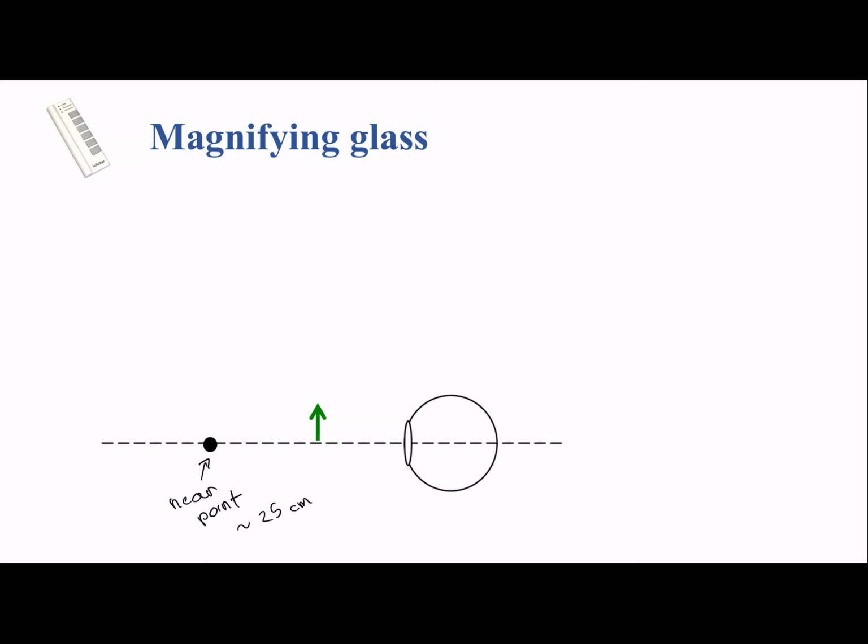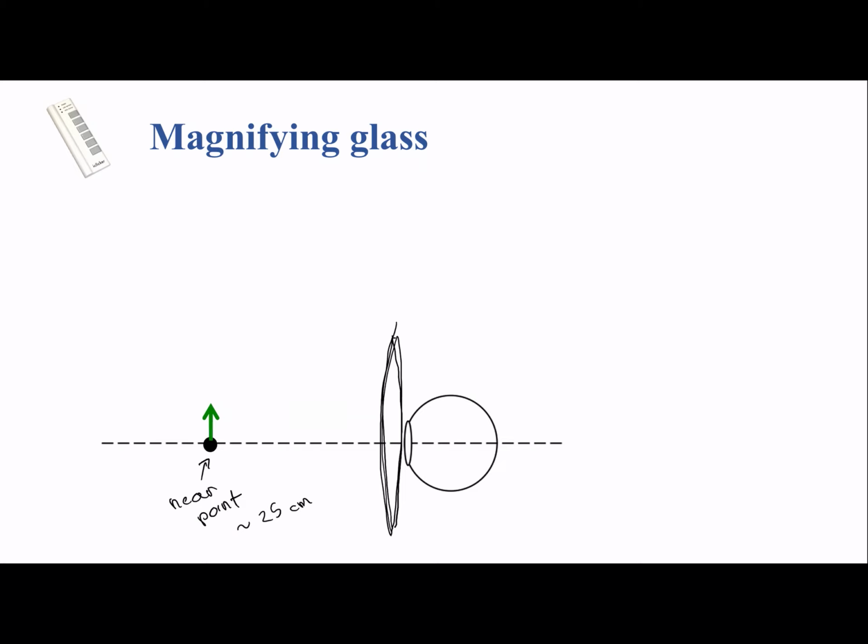Okay, so what do I do? Well, that's where I would introduce a magnifying glass. Magnifying glass is going to be a converging lens. I'm going to draw it here. I'm going to kind of pretend that it's really close to my eye. Here's my converging lens, really close to my eye. So I'm ignoring the distance between my eye and the surface of the lens, just to make things a little bit easier.